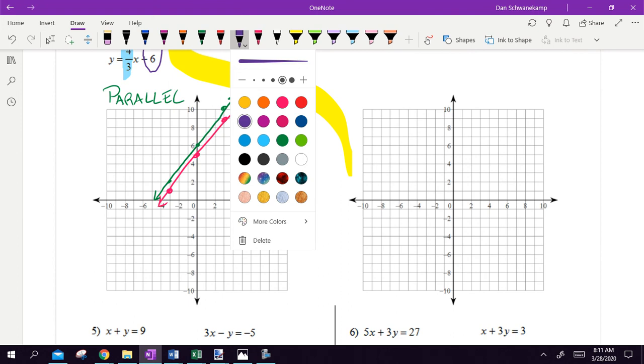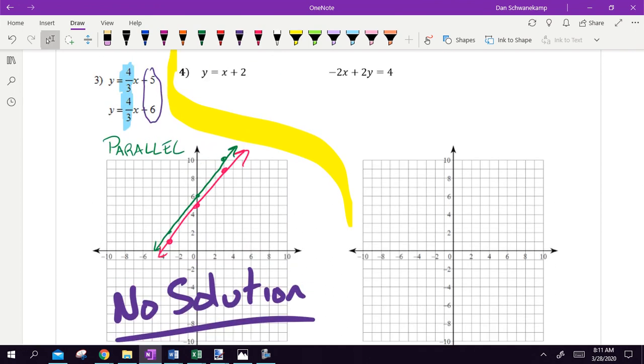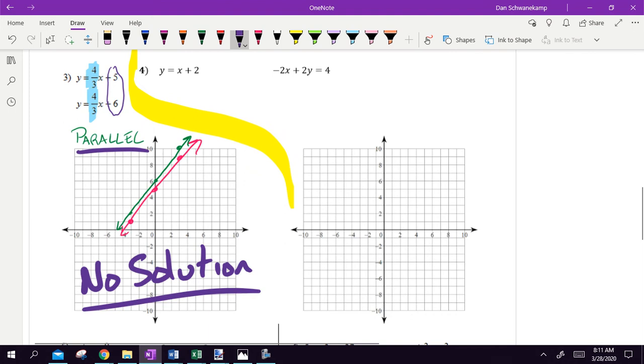They are not going to cross. And so our answer is no solution. There is no number that is going to make this statement true. There's nothing you could plug in for x and y into both equations that is going to make that statement true. So if you have two lines that have the same slope, that are parallel, we have no solution.